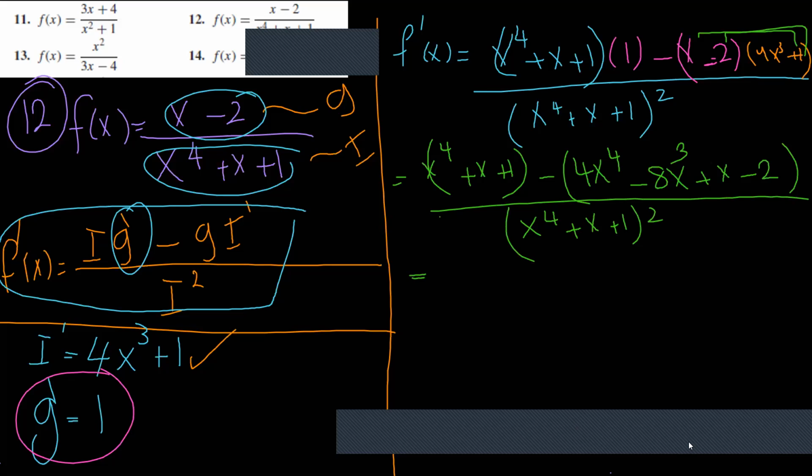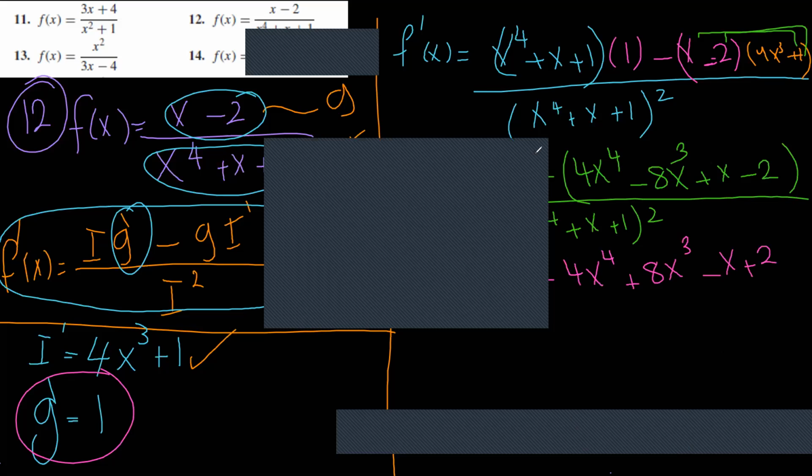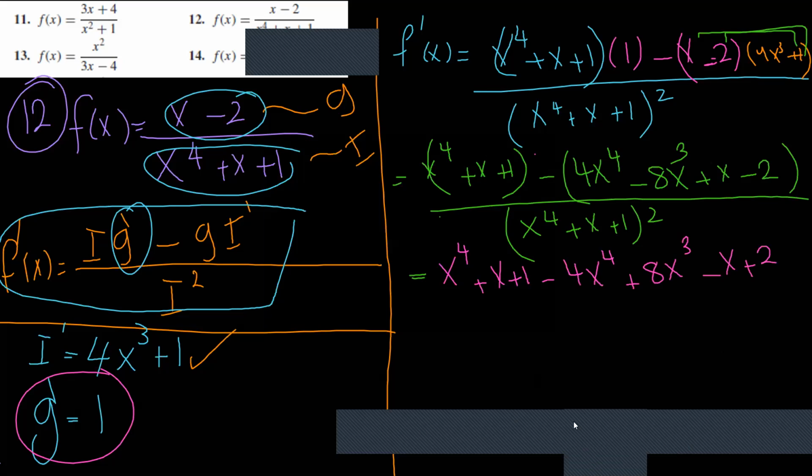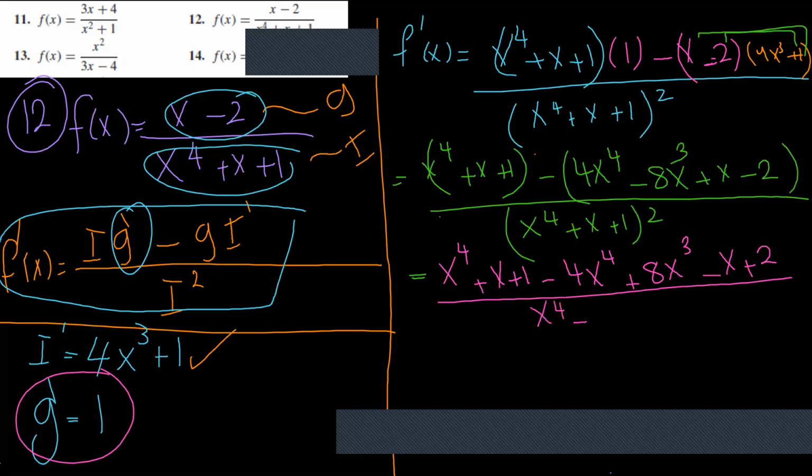Now equal. x raised to the power 4 plus x plus 1 minus, I have to multiply negative to each term. So minus 4x to the power 4 plus 8x cubic minus x plus 2. Over x raised to the power 4 plus x plus 1 squared.